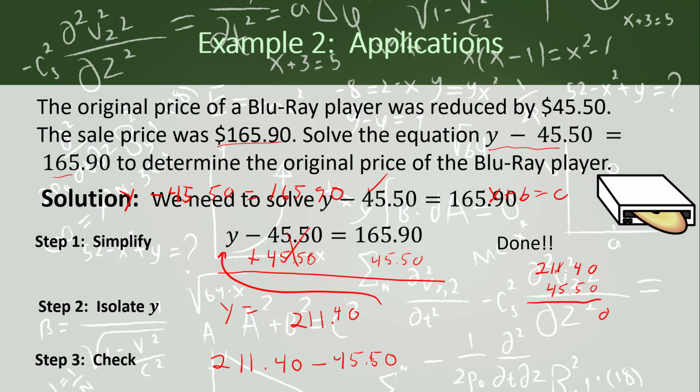Here I got to borrow. 14 minus 5 is 9. Borrow and carry. 10 minus 5 is 5. Borrow and carry. 10 minus 4 is 6. And then we have the 1. So this actually turns out to being 165.9.